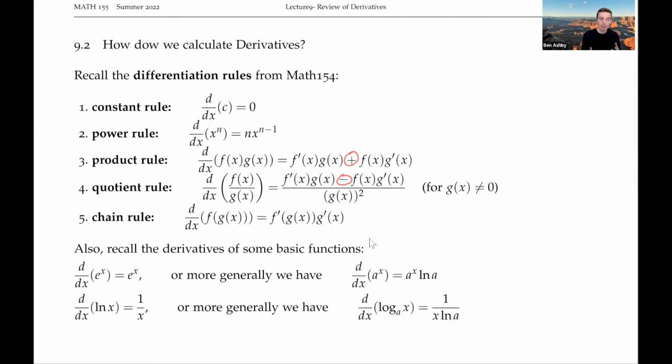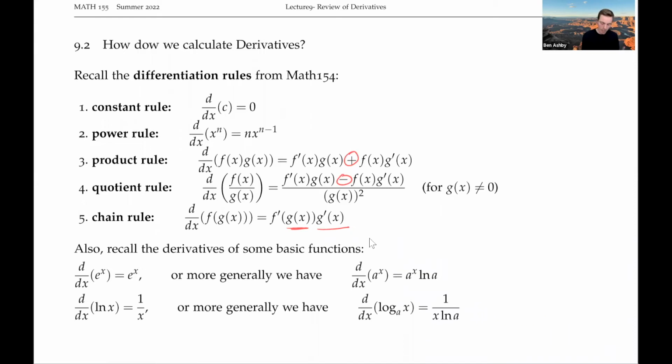And then the chain rule: if we've got a function of a function, so if g of x is our inner function and f of g of x is our outer function, then we take the derivative of our outer function f here, so we have f prime evaluated at g of x, and then multiply that by the derivative of g, so g prime of x.